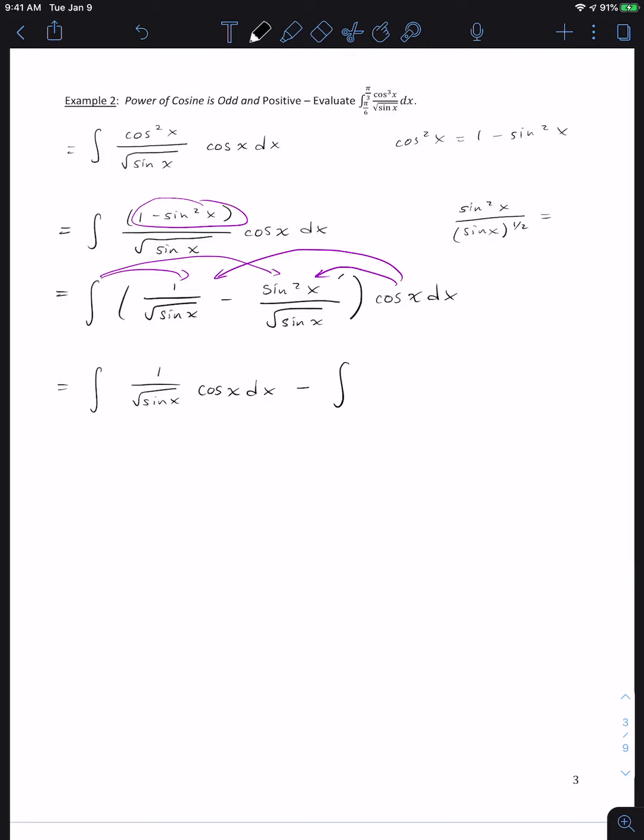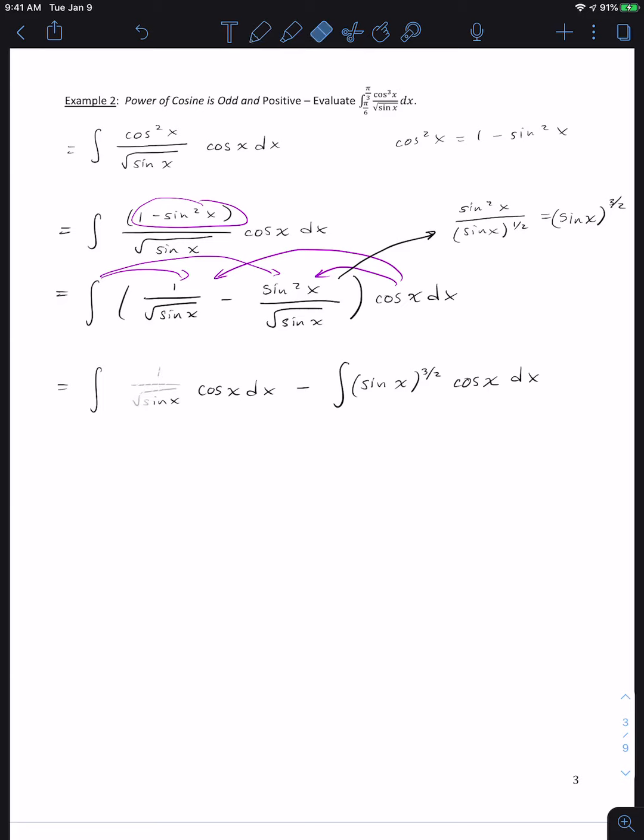That's equal to 2 minus 1/2, which is 3/2. So this ends up being sine of x to the 3/2 power, and that's what I'm going to write here: sine of x to the 3/2 power, cosine x dx. So I distributed the sine x, the cosine x dx, and the integral sign.